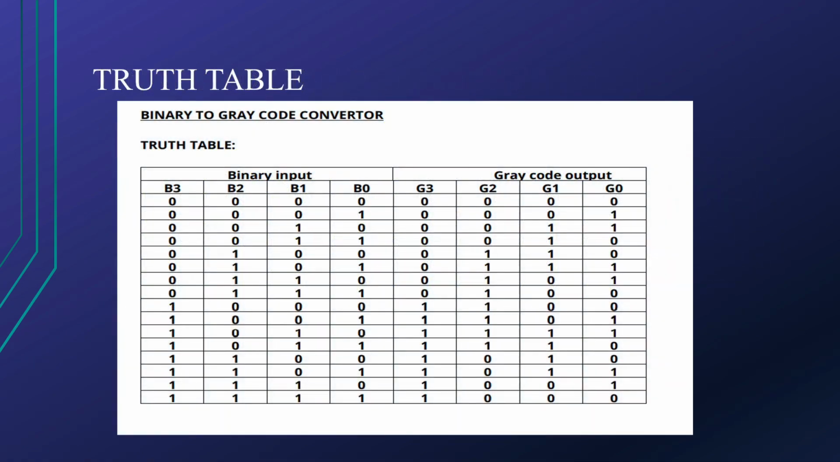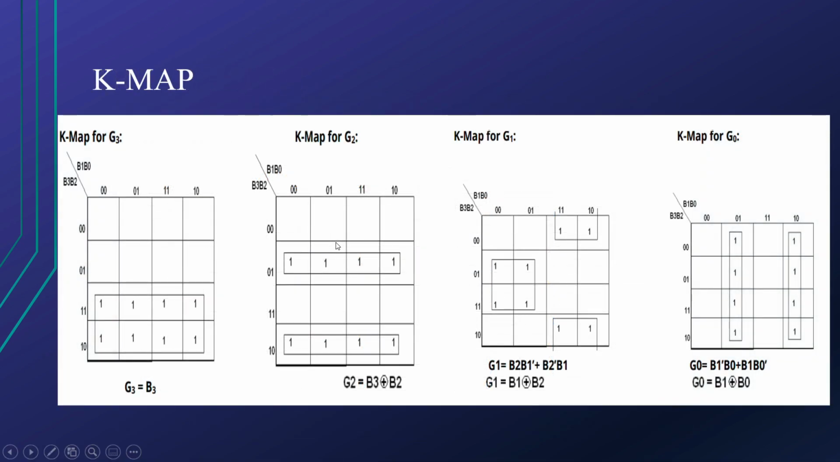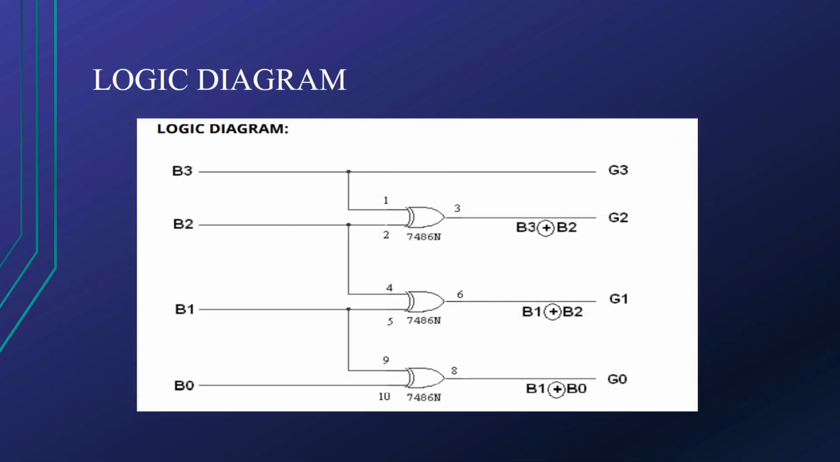So now we are going to see the truth table. The truth table of the binary to gray code converter is this. Next, we are going to see about the K-map. The K-map is constructed for 4 types, that is the K-map for G0, G1, G2 and G3. The logic diagram for binary to gray code converter is this one.